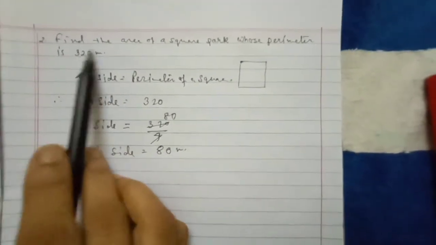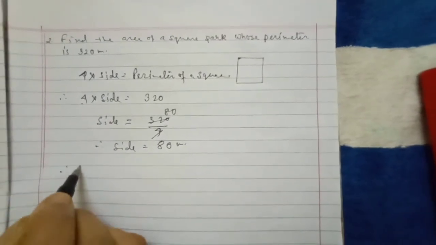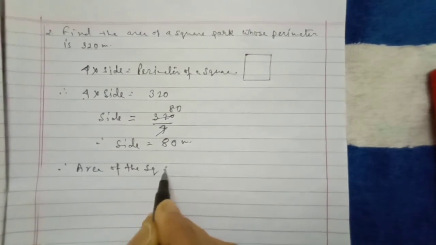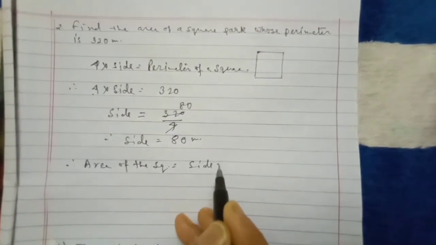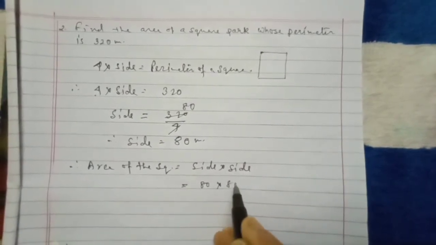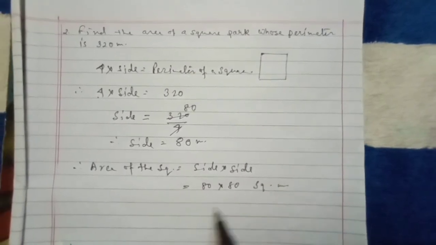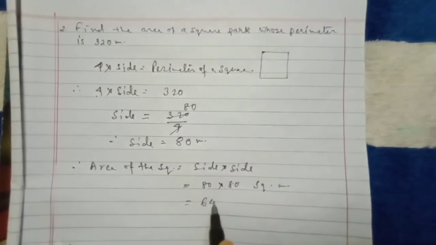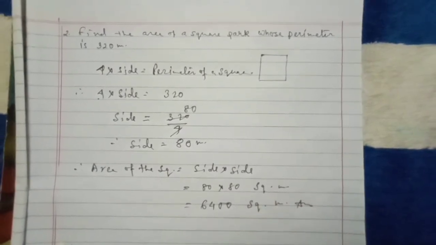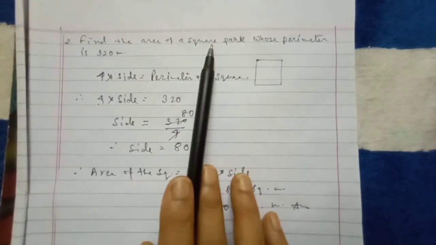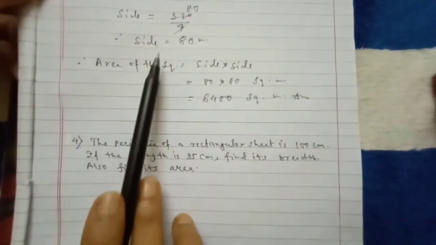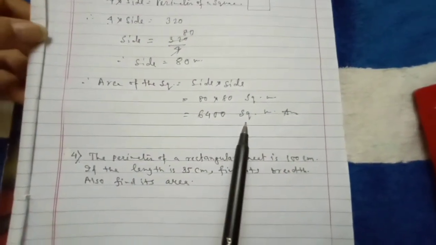Now you have to find the area of the square. Therefore area of the square is equal to side into side, that is 80 into 80 square meter. 8 8s are 64, so 6400 square meter. This is the second answer, because you have to find the area of the square park whose perimeter was given. When perimeter is given, how to find the area? First you need to find the side, then you can find the area.